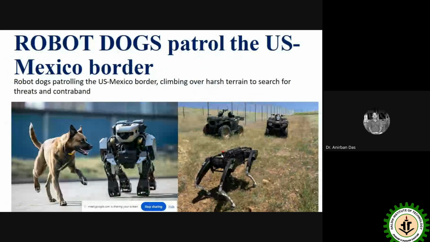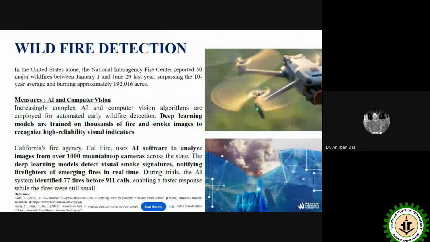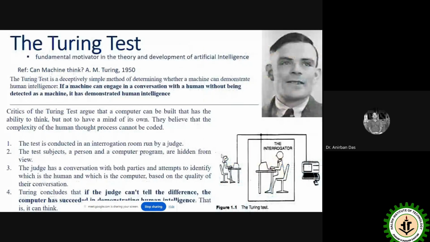And as you know, robot dogs are already patrolling the US-Mexico border, right? So this is the way the world is progressing. And on a different note, wildfire detection: you see here that without being reported, 77 fire events have been identified in the last 1.5 years in the US. So that was basically the background of some of the work going on using AI.